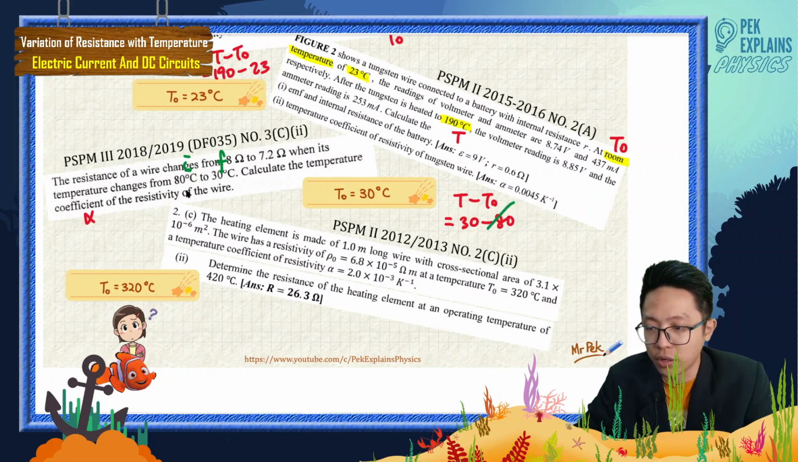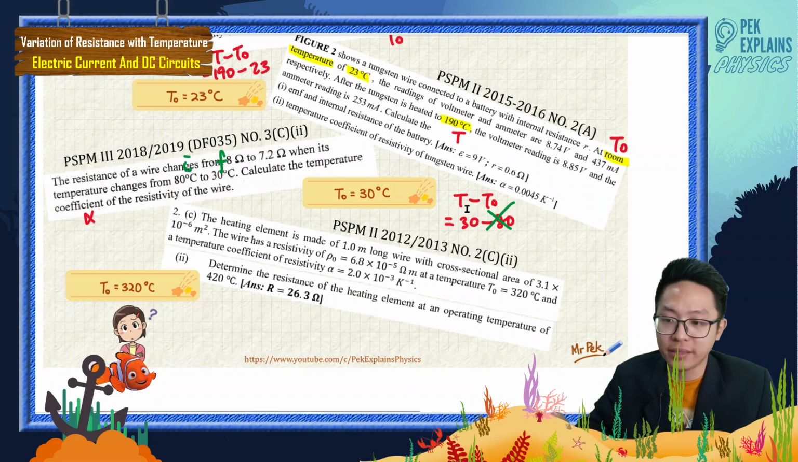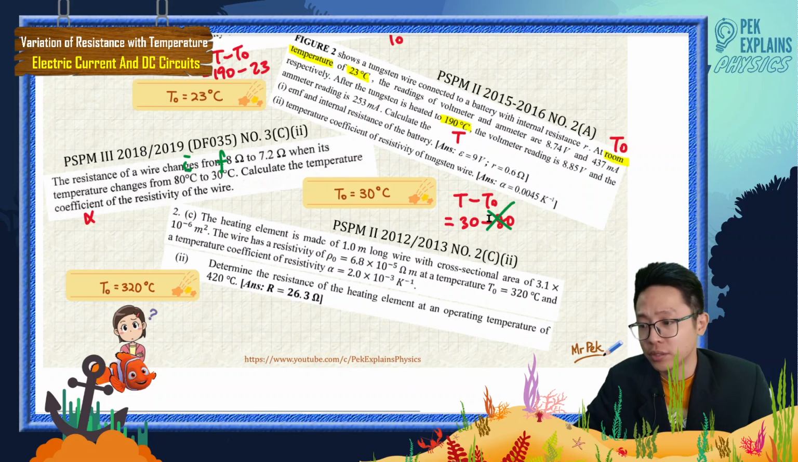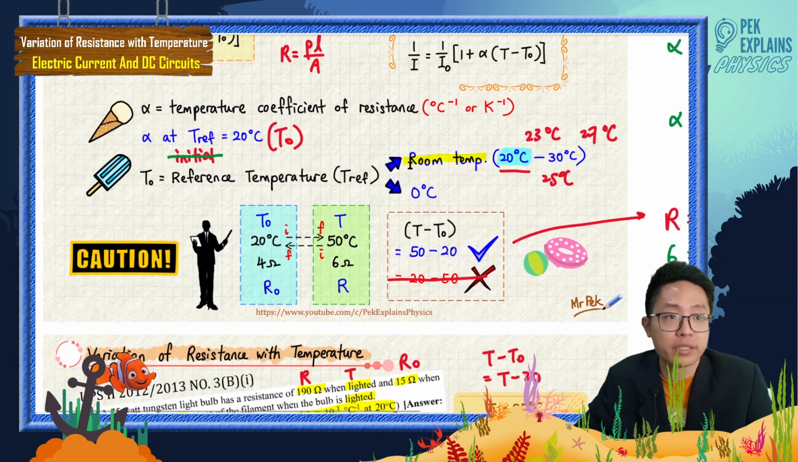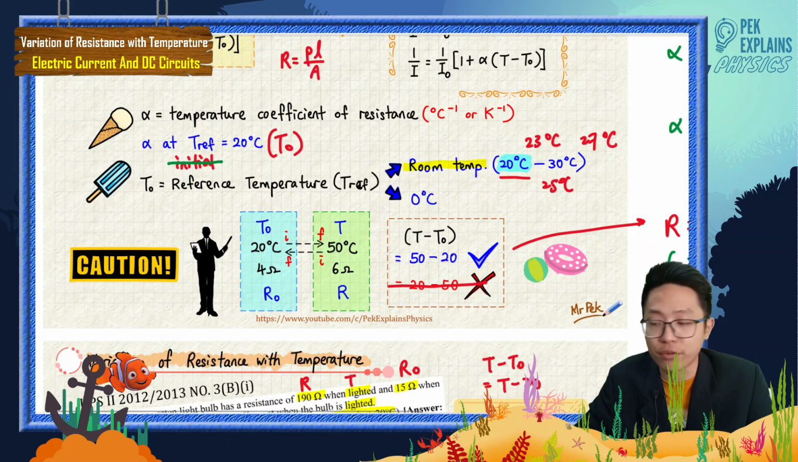Wrong. This is wrong. This is not 30 minus 80. It should be what? This T minus T naught is not about final minus initial. I emphasize again, it's not about final minus initial. It's about minus a reference temperature. So our reference temperature is actually the final temperature. This 30 degrees Celsius is the room temperature. It's our reference temperature.